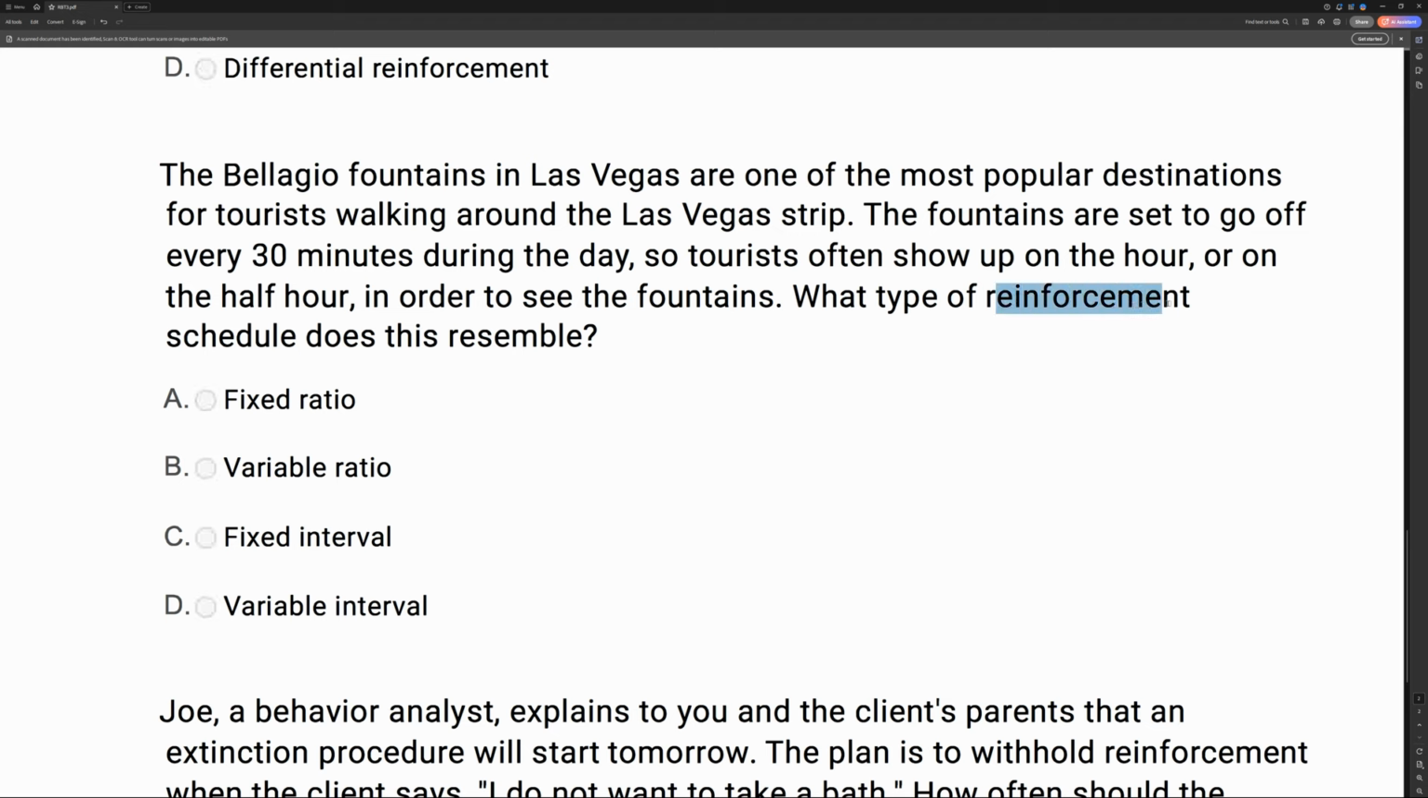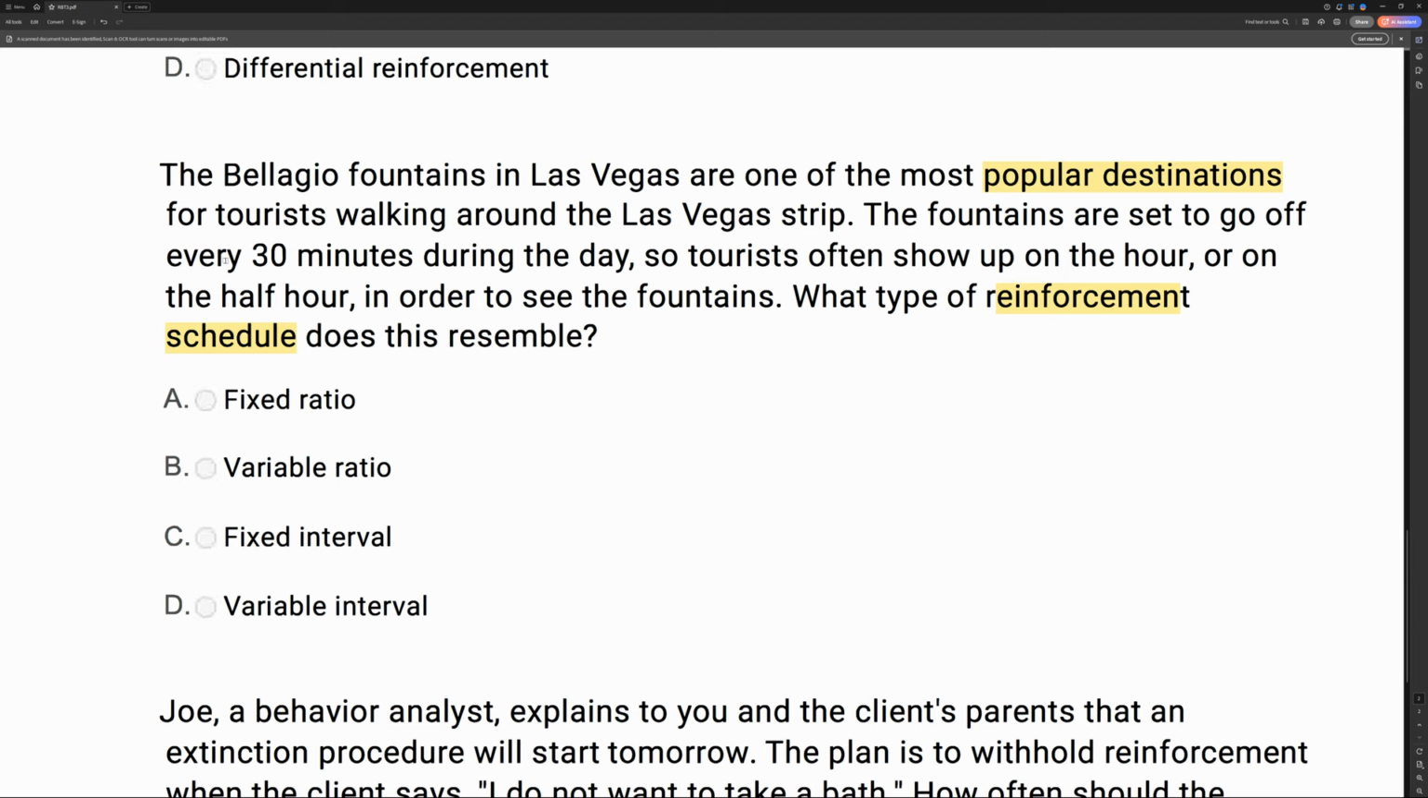Okay, another reinforcement schedule question. Let's approach it the same way as the first question. Is it fixed or variable? And is it based on responses or time? In this case, we're looking at the fountains, and they're a popular destination. Tourists go to see the fountains. They want to see the fountains. Seeing the fountains is the reinforcement.